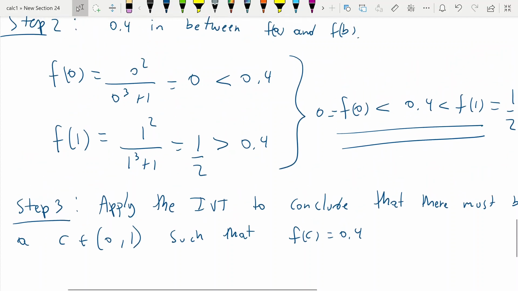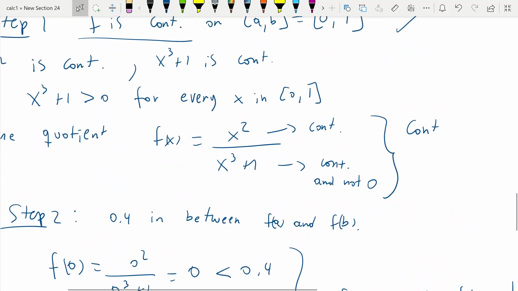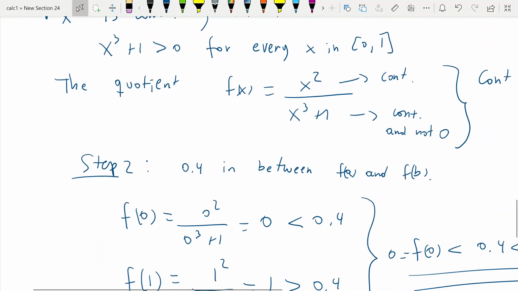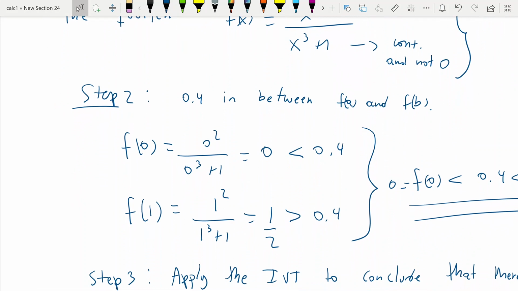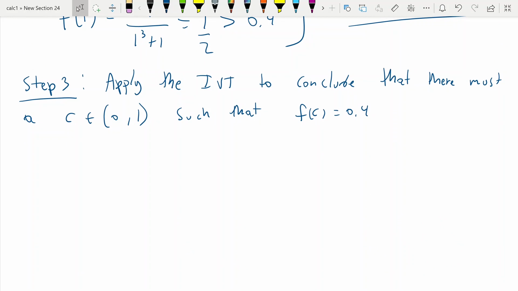So it's always like this. We first prove that f is continuous. Then after that, we show that the value we're aiming for is in between the values of f of a and f of b. And finally, we can conclude that there is a point in between the endpoints, such that f at that point is equal to the given value, in this case 0.4.